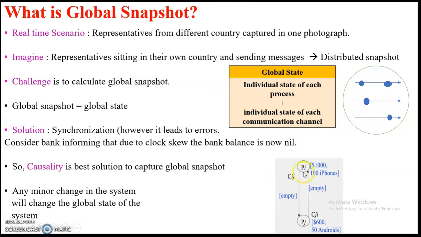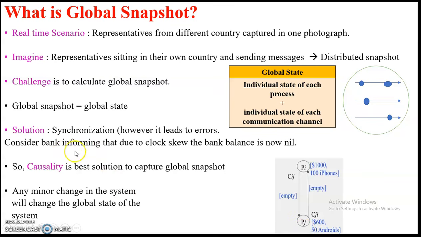So here, if you just look into this picture as well, what is a global state? If I want to find out a global state, it will be the local state of Pi, the local state of Pj, and these are the communication channels from Pi to Pj and from Pj to Pi. So the local states of these communication channels all together will form a global state.